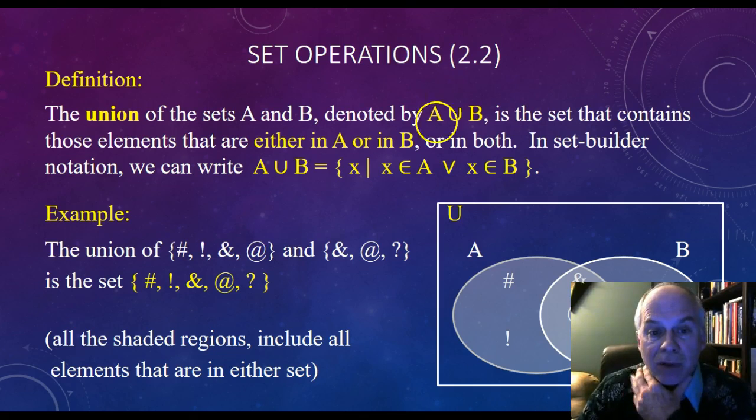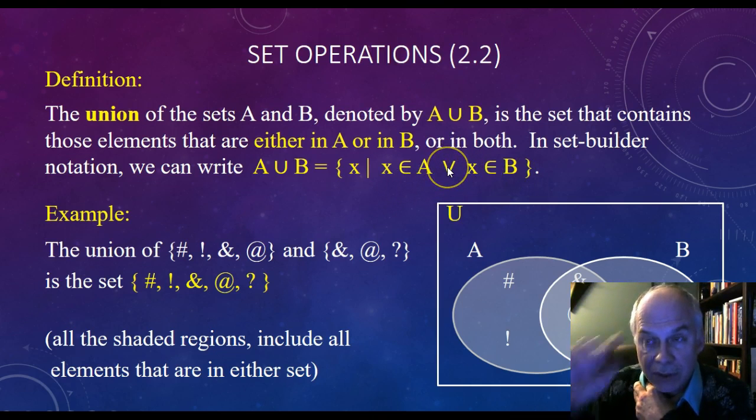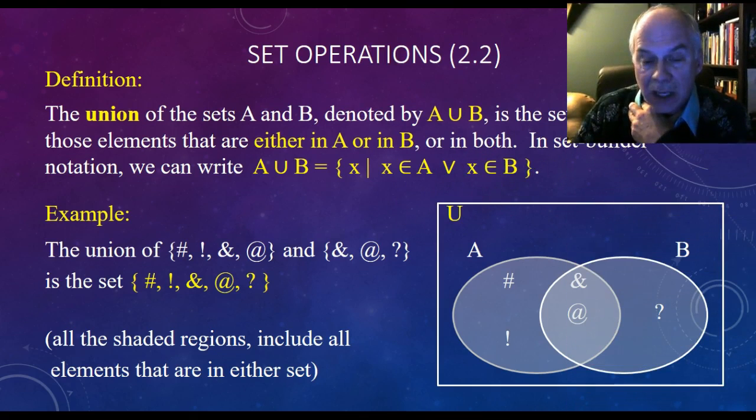Now in set builder notation, we would write it as A union B equals the set of all x's such that x is an element of A or x is an element of B. Okay, so of course, the upside down V means or, and so we can use that symbolism. All right. So here's an example.